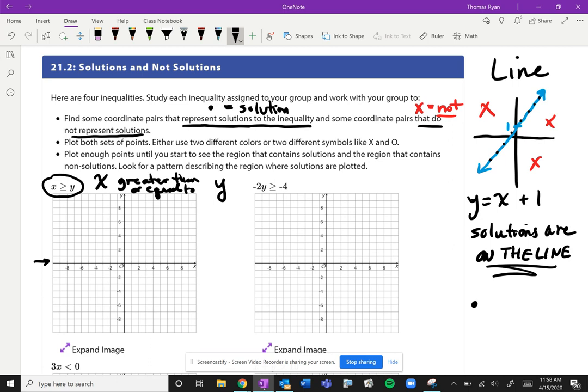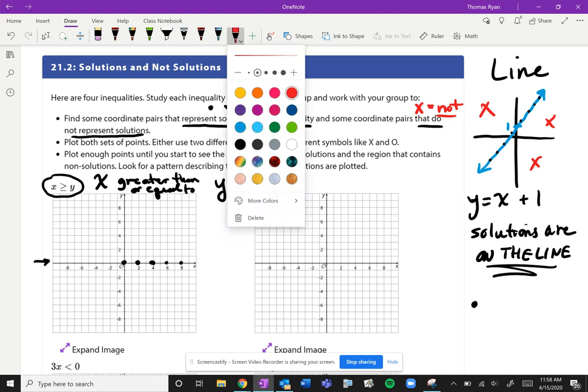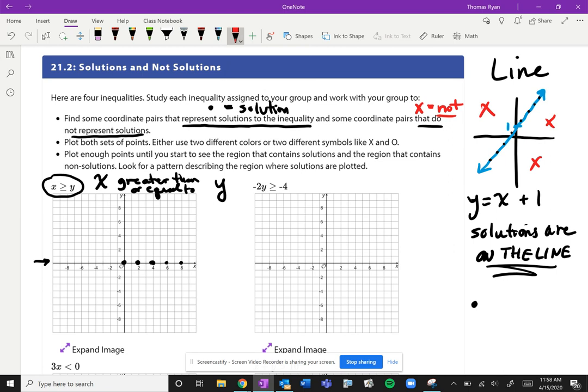Let's pick this point right here, 2, 0. The x value is 2, the y value is 0. 2 is greater than or equal to 0, absolutely. What about 4, 0? 4 is greater than or equal to 0, perfect. 6 would be the same thing, 8 would be the same thing. What about 0, 0? Is 0 greater than or equal to 0? Absolutely, it's equal to.